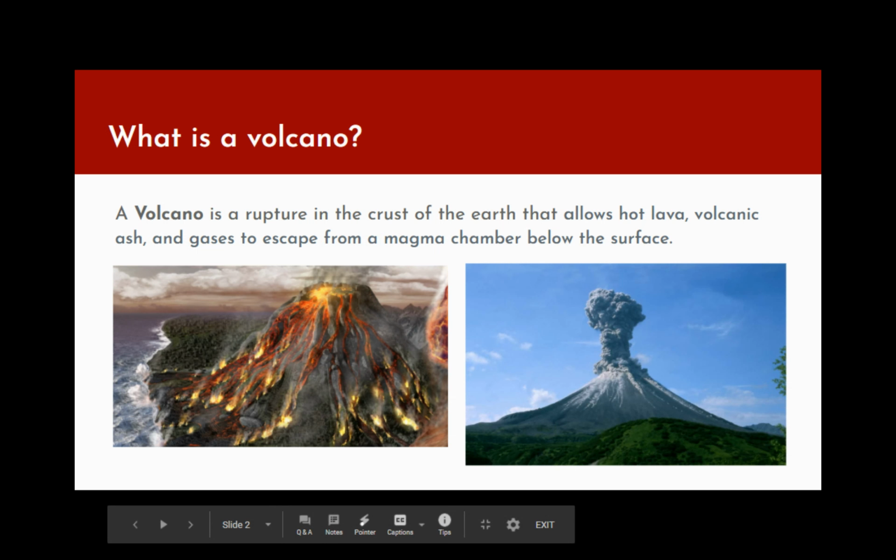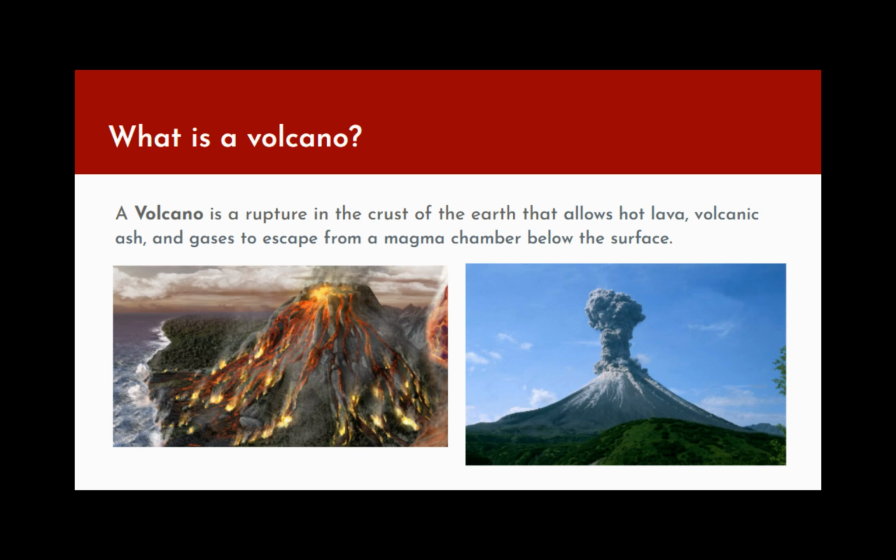All right. So, what is a volcano? A volcano is a rupture in the crust of the earth that allows hot lava, volcanic ash, and gases to escape from a magma chamber below the surface. So, you've probably seen some sort of volcano imagery before. Underneath this volcano, like miles down in the ground, there is a giant magma chamber.